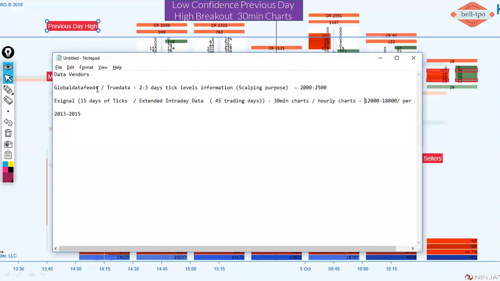But if you're going to trade single markets or only NSE or MCX, you don't need any such greater products. All you can do is stick with Global Data Feeds. But the only problem as of now is that they provide only 2 to 3 days of tick level information. That means you cannot go and replay what happened some 30 days back. You cannot do a playback unless you have that tick level information.